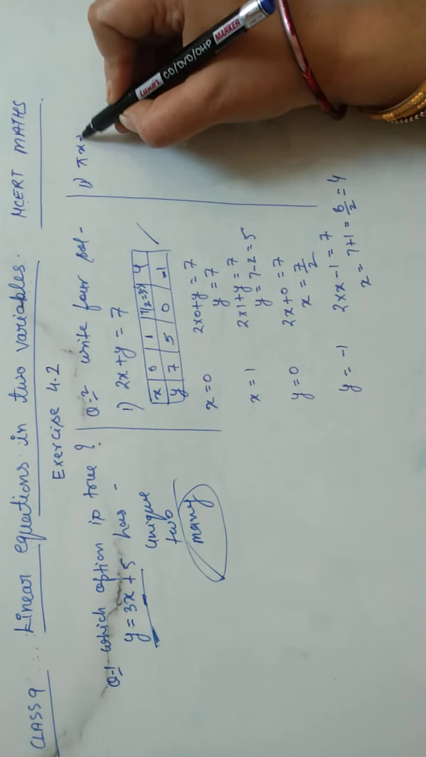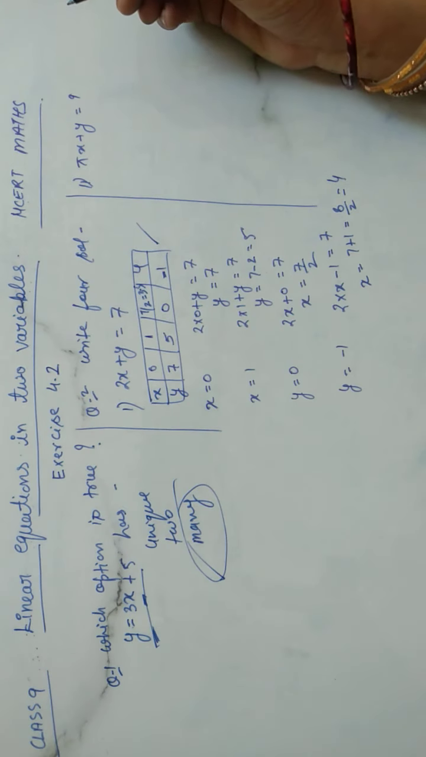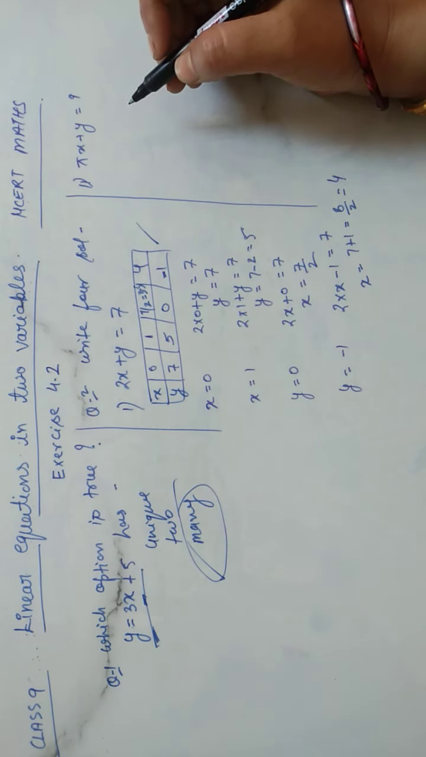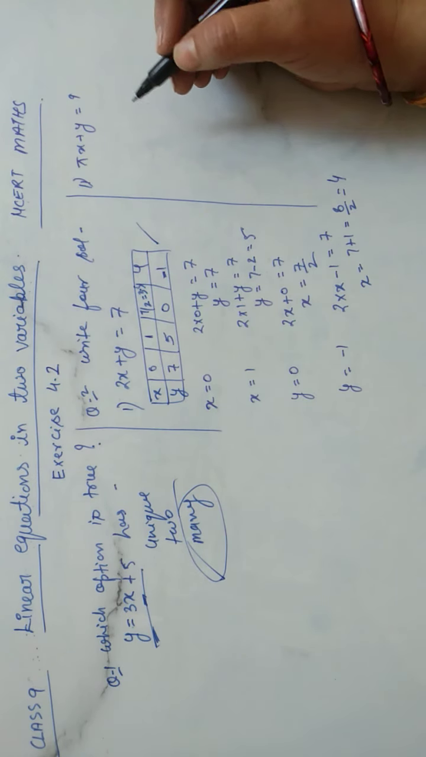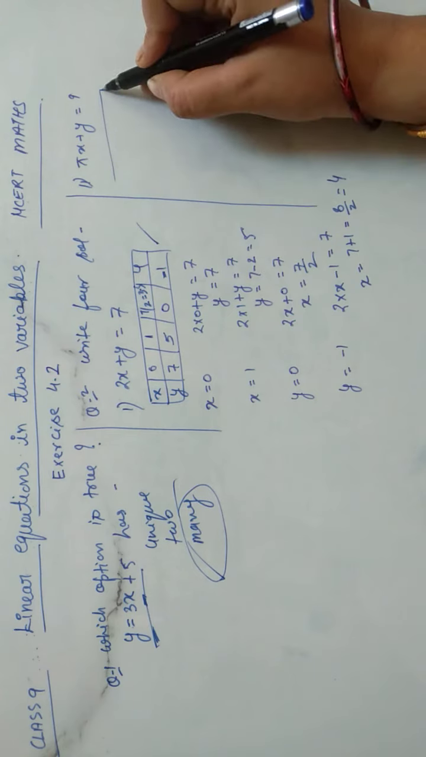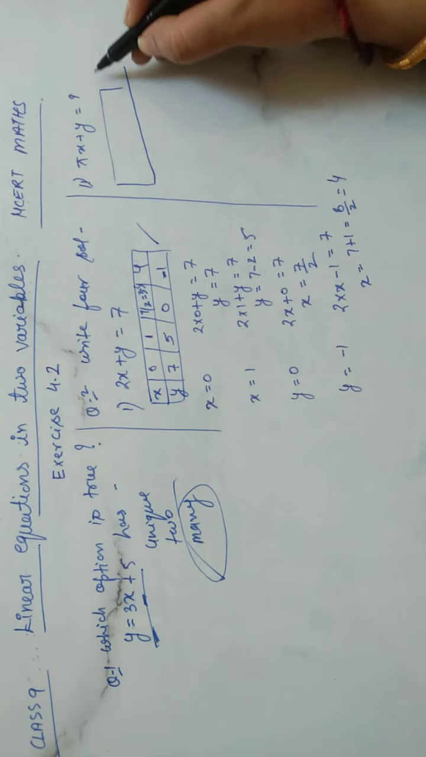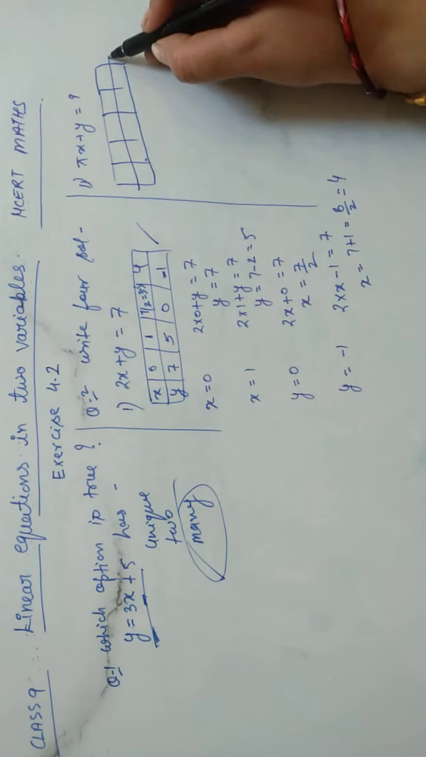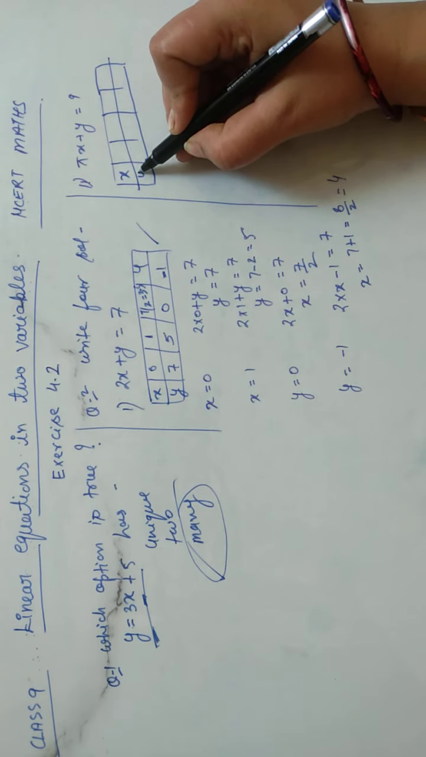πx + y = 9. No need to get confused that pi is written here. Just find the answer in the form of pi. Okay, no problem. So we will assume the values the same way. If one is x, another one is y.